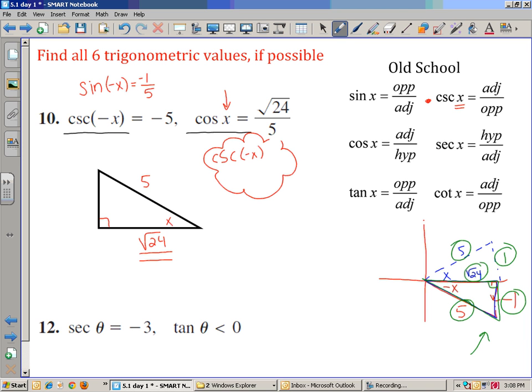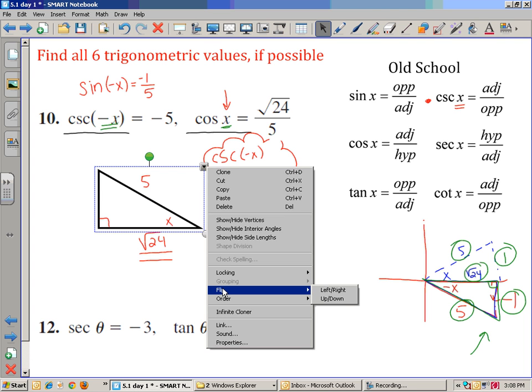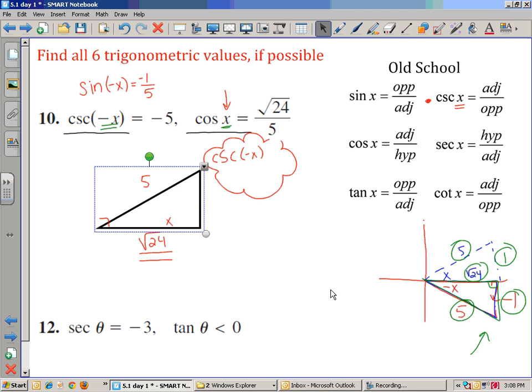Now, I have to choose whether I'm going to give my identities for x or for negative x. I'm choosing to do quadrant 1. So quadrant 1 means I'm going to take this triangle and just flip it so that it's in quadrant 1. So I'm going to put my x there, and I'm going to put my square root of 24 there, and my 1 is going to be here. So now everything I do, I'm going to do for x.